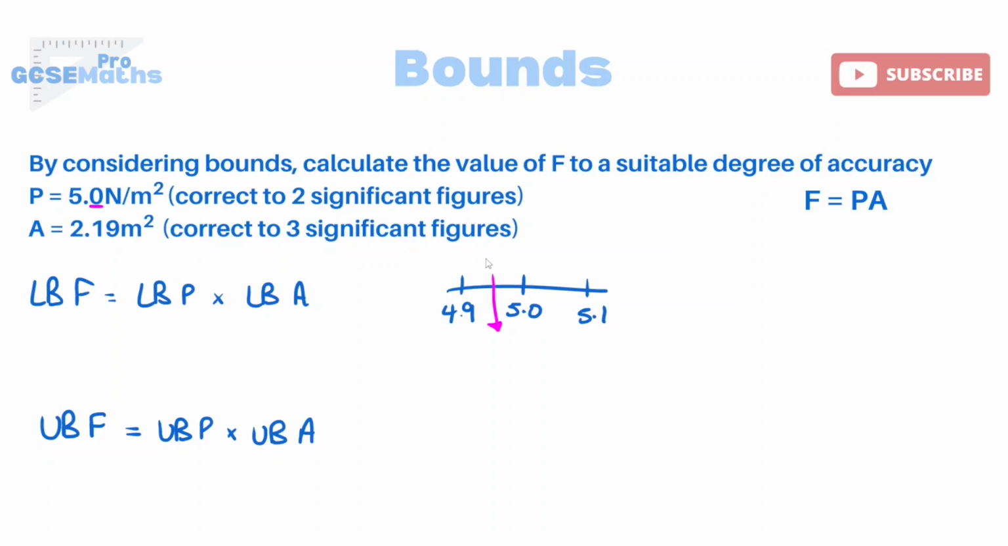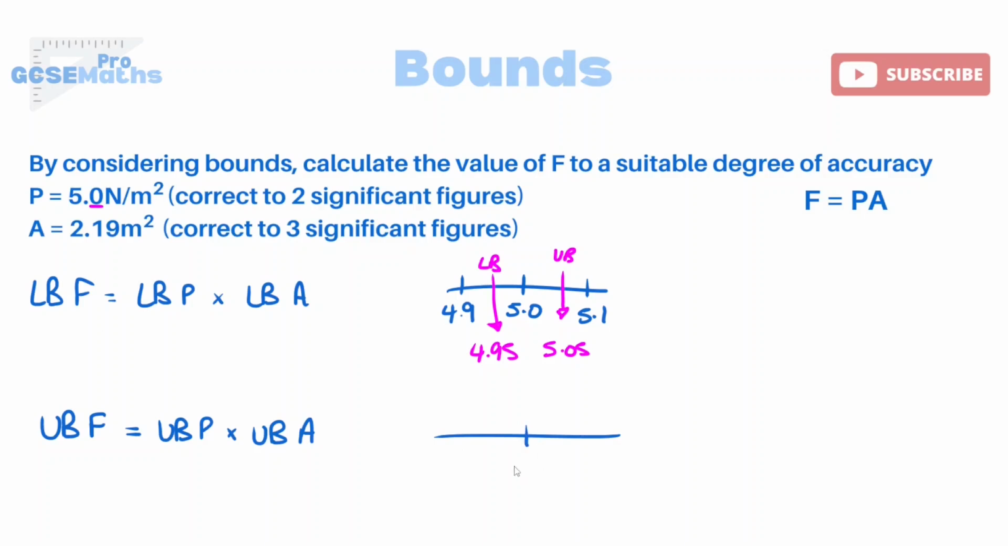Because I'm working out the upper and the lower bound of F, I'm going to need both the upper and lower bounds for P as well. So the lower bound is 4.95, so halfway, and the upper bound would be 5.05. Now, the reason why I've chosen 5.0 is because it's quite easy to think that you need to do 5.5 and 4.5, but it's not, because it's two significant figures. So just be really careful. Sometimes they'll choose numbers deliberately like this that are a bit more complicated. So I've got those. Then let's just quickly do A as well.